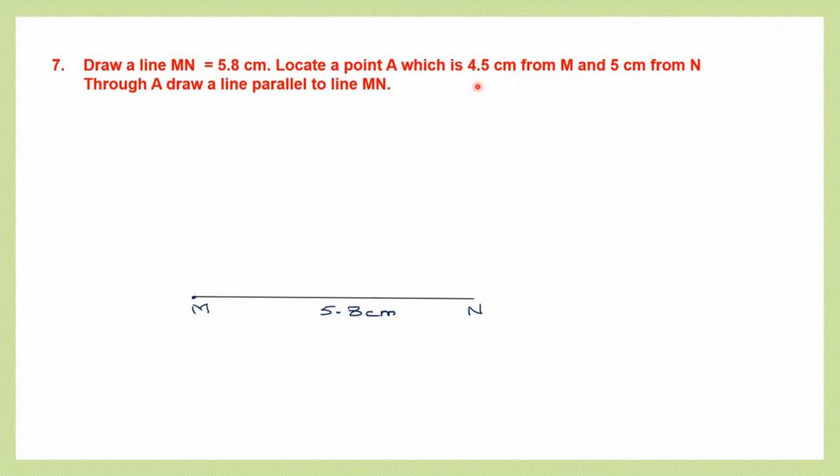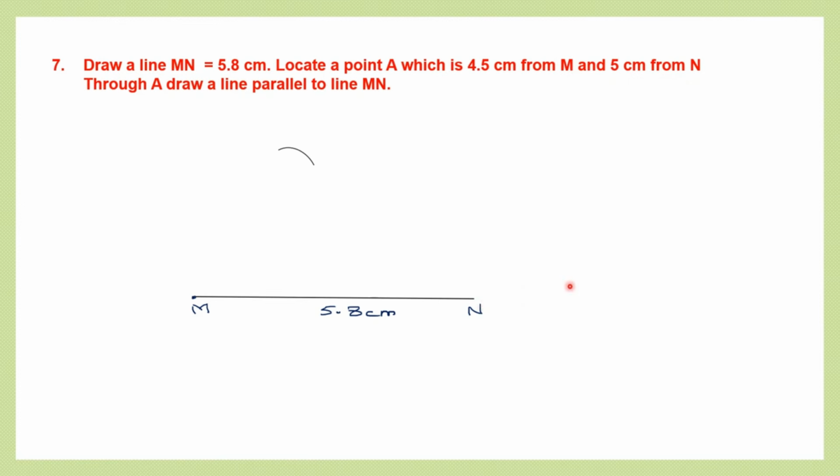So take your compass, measure 4.5 centimeters, place the needle of the compass at M and draw an arc. So we have an arc here. Now how did we get this arc? We measured 4.5 centimeters from M and drew that arc. Then take 5 centimeters from N. Now we need to take from N 5 centimeters.